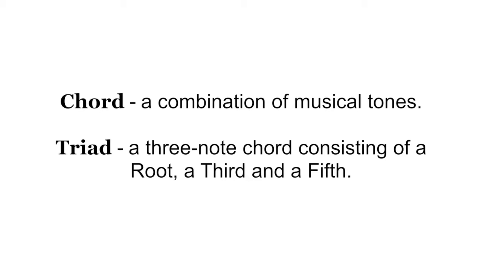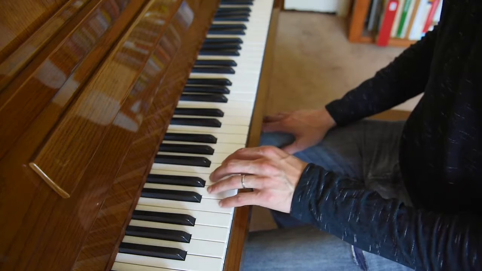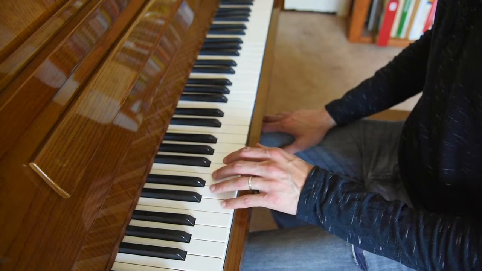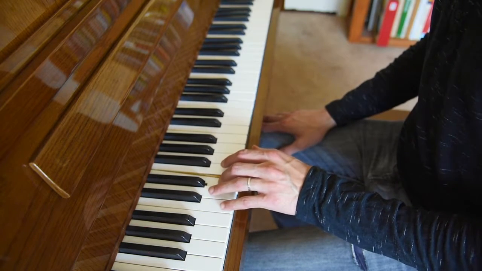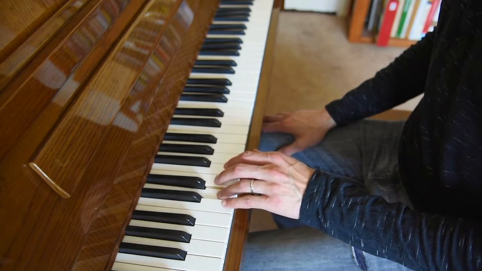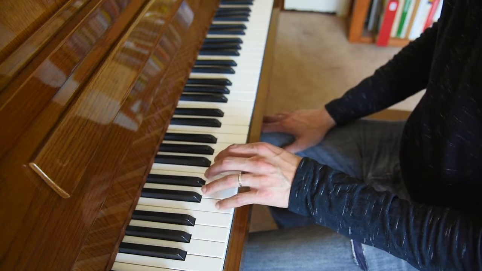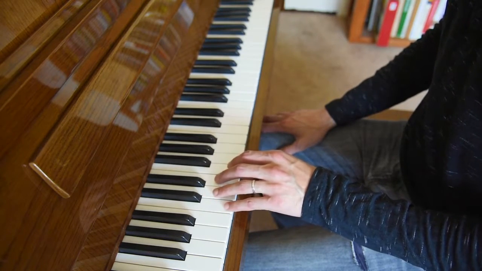Triads consist of a root, the note from which the chord grows, a third, the third note up the scale from the root, and a fifth, the fifth note up the scale from the root. For example, the C major chord has its root C, a third E, which is the third note up the scale from C, and a fifth G, which is the fifth note up the scale from C.